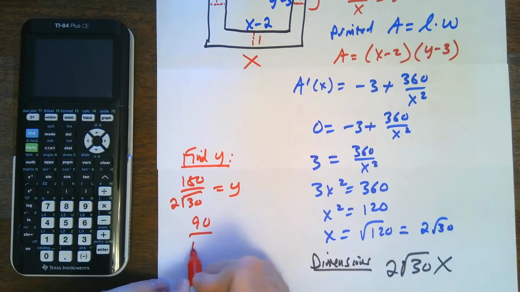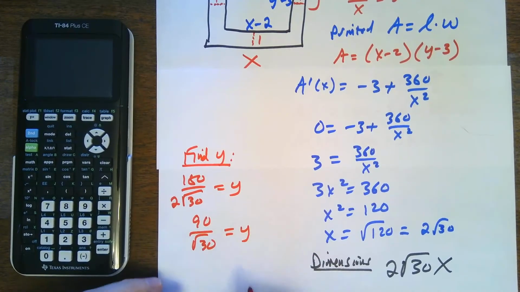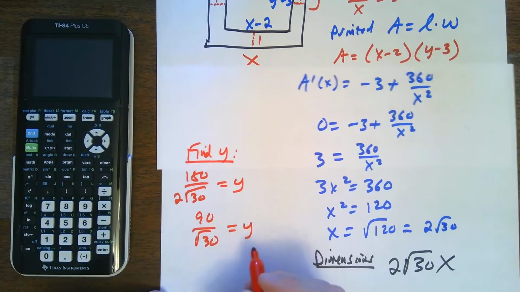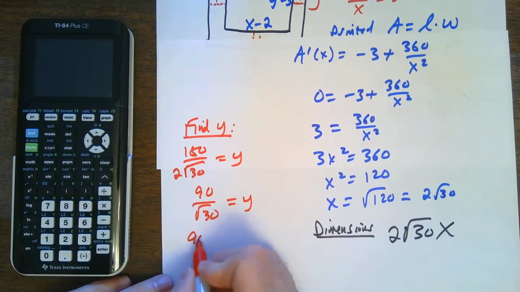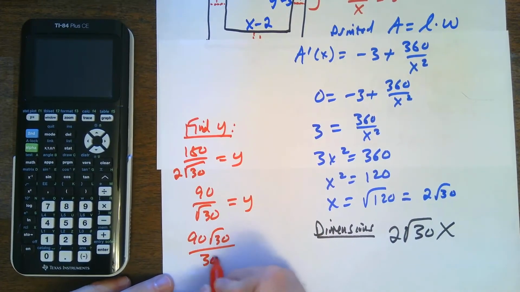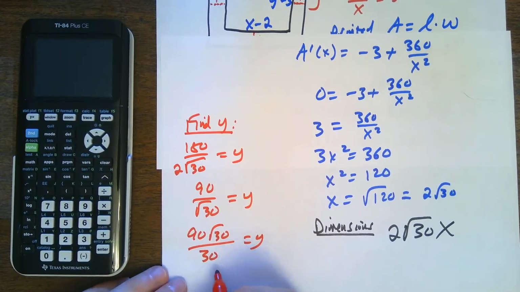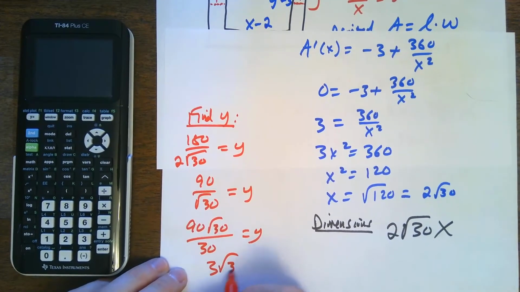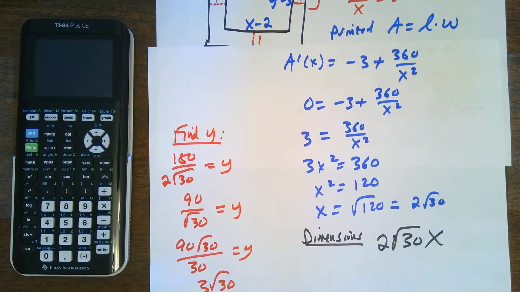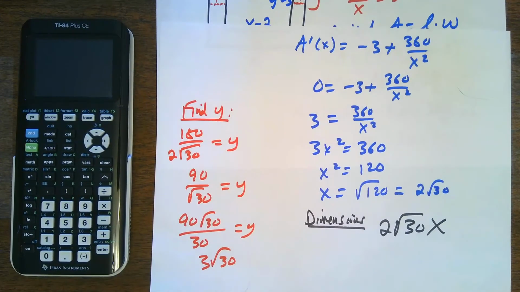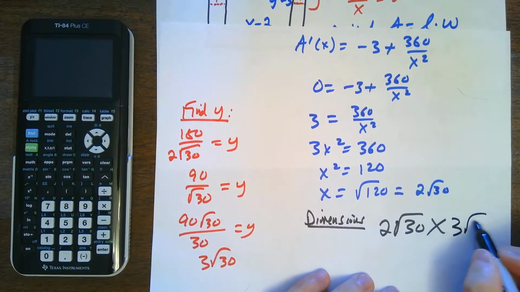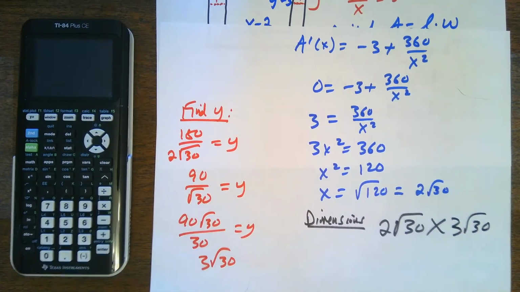So 90 over root 30 equals y. Multiplied by root 30 over root 30, 90 root 30 over 30 equals y. What is that? 3 root 30. This is what I would say. Somebody check that on the calculator. 3 root 30. Oh gosh, if I make mistakes in here, I don't have you guys telling me all about my mistakes. That could be frustrating. Well, if you spot a mistake, let me know. Put it in the posts or let me know.